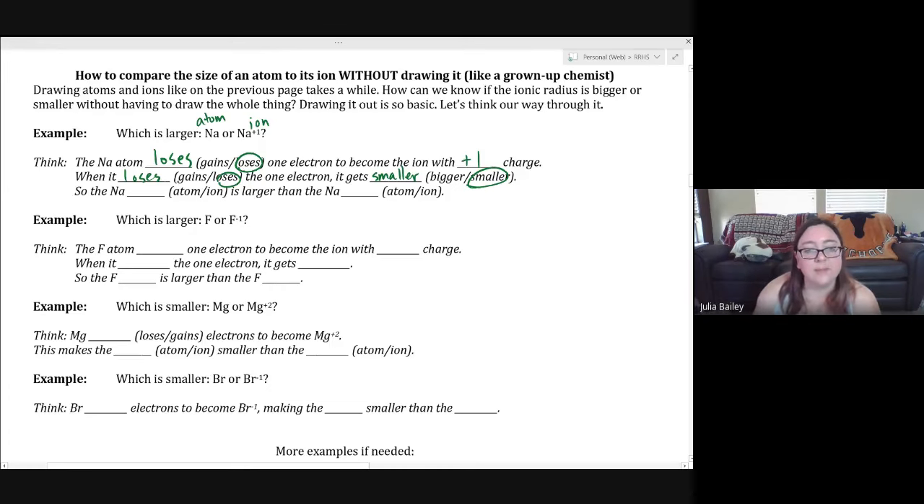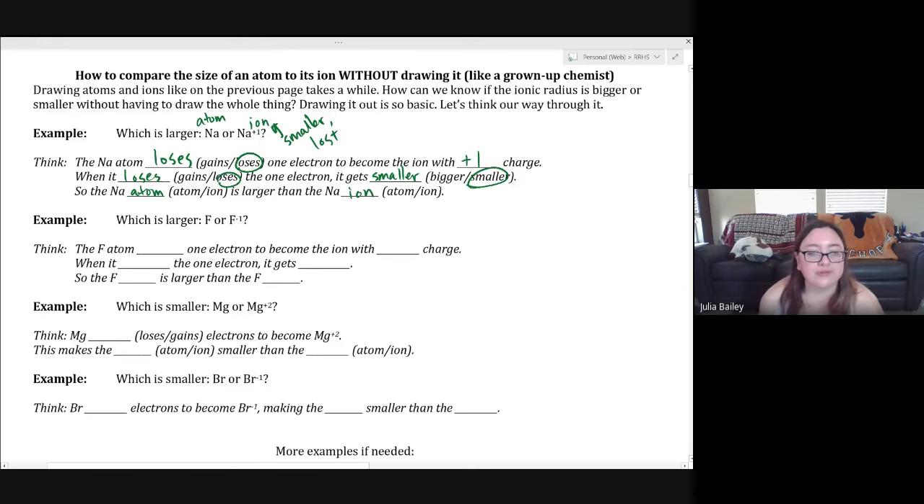So which is larger, the sodium atom or the sodium ion? That's the last thing we're answering here. Well, the atom starts off with some electrons. After it loses, it gets smaller. So the ion is smaller because it lost. And that means which one is larger must be the atom. The atom is larger than the ion.